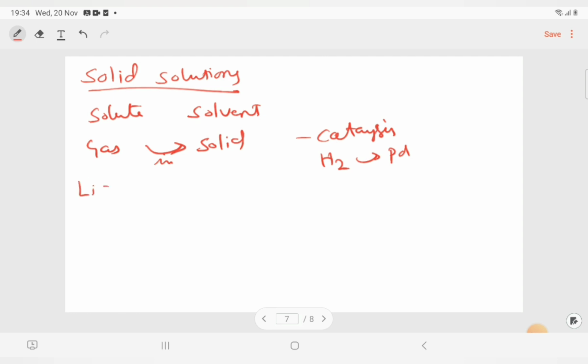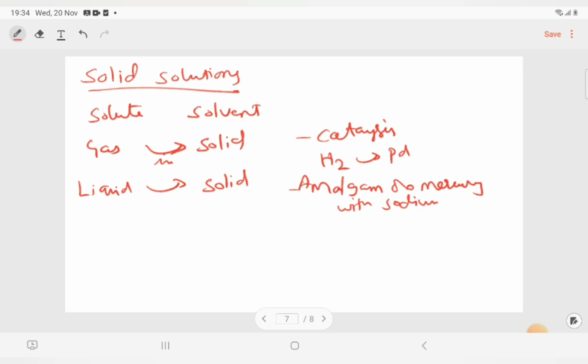Let's look at the next type, liquid in solid. Liquid in solid, the best example is amalgam. Amalgam of mercury with sodium. So sodium is a solid, and when you add mercury, which is a liquid metal, right? When you add a liquid metal to a solid, they form an amalgam.